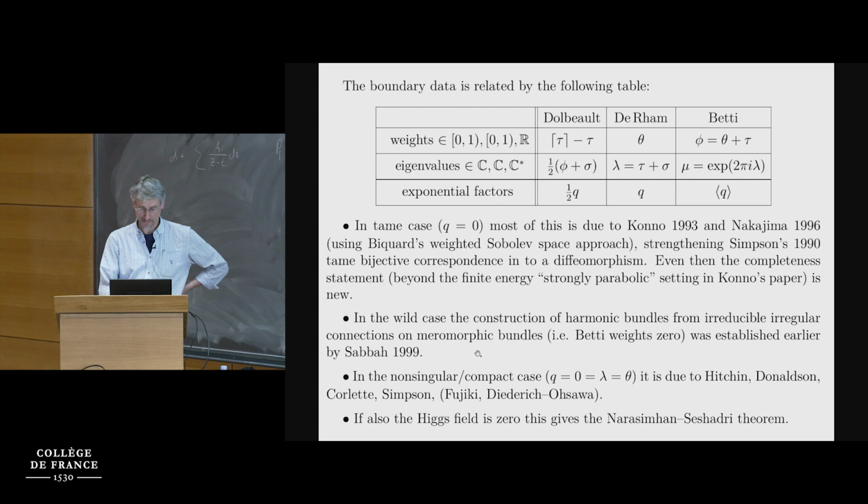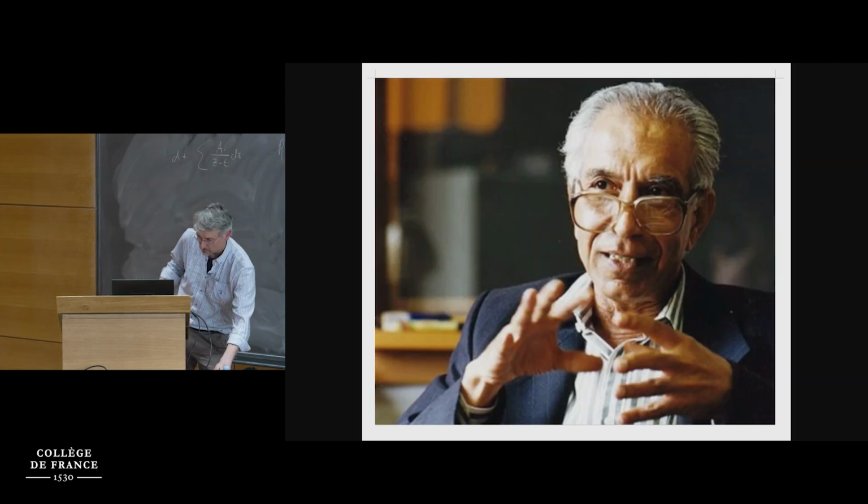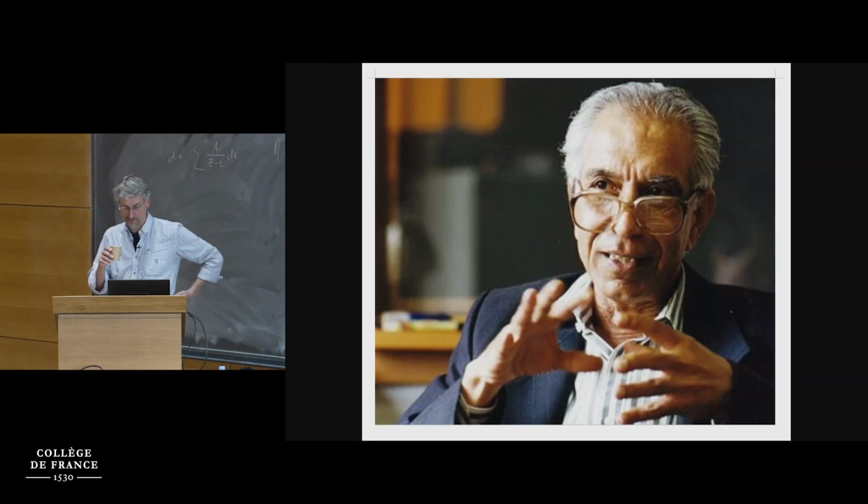Okay, and there was a paper of Sabbah that did the way to get harmonic metrics from irreducible irregular connections as well in 1999. And then, of course, in the compact case, this goes back to Hitchin and other people. And of course, if you take the Higgs fields equal to 0, in that case, you get back to this original theorem of Narasimhan and Seshadri. So I put a picture of Narasimhan here, who we lost recently.